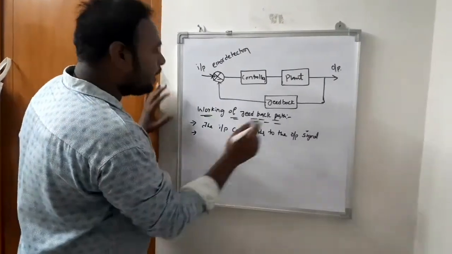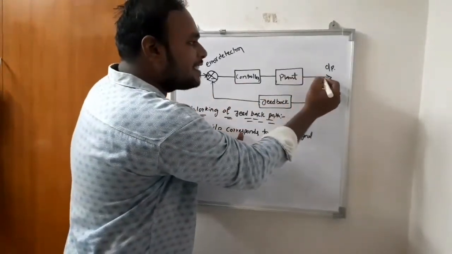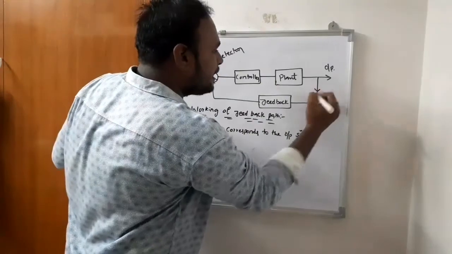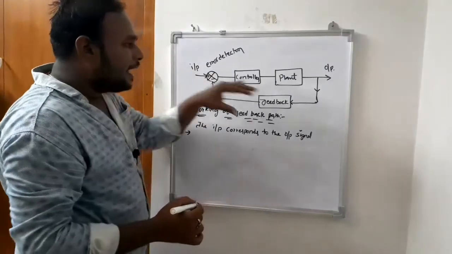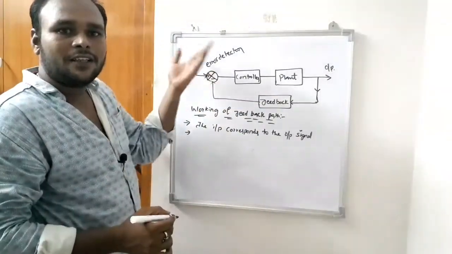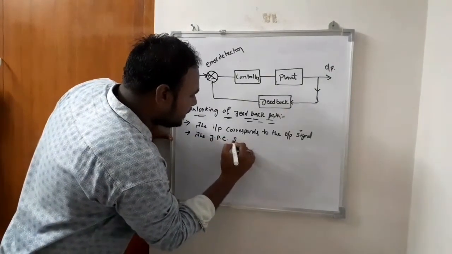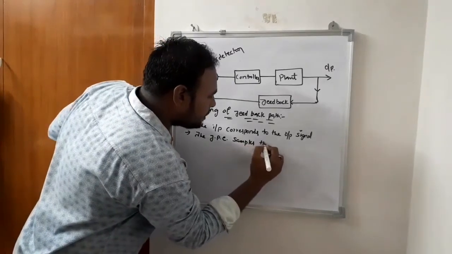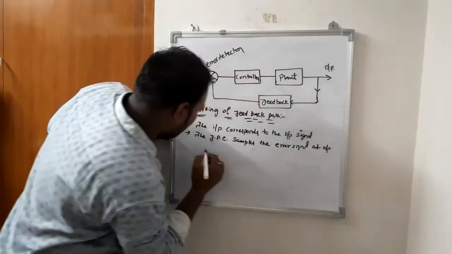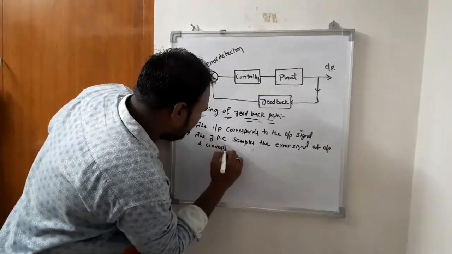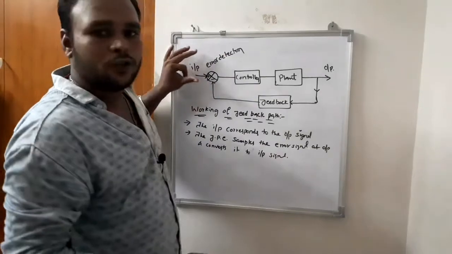Coming to the next point, the feedback path elements. The elements present in the feedback amplify the signal at the output and send it to the input. So it converts the error signal into a signal of the same type as the input signal. The feedback path elements sample the error signal at the output, convert it to an input signal, and send it to the error detector.